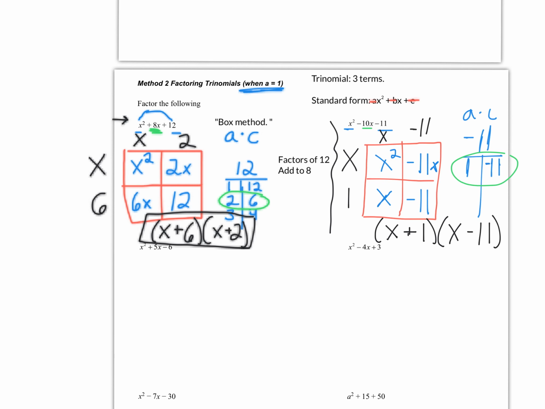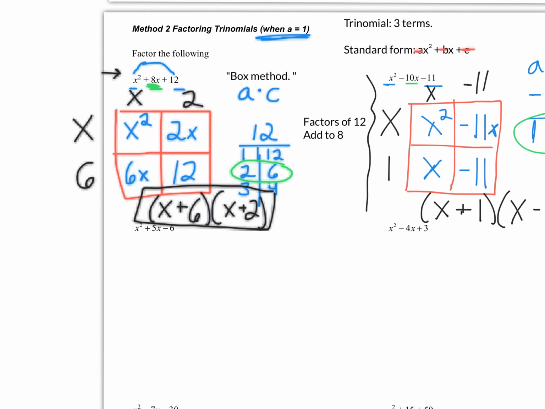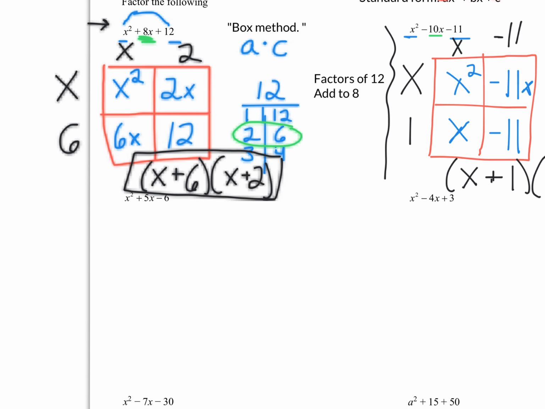So let's just do two more of these examples. The first one being x squared plus 5x minus 6. I'll run through this one maybe a little quicker if you're getting the hang of this. So I'm going to create my box. First one goes the first term. Then the last term goes in the last box, negative 6. A times c. Well, that's negative 6.